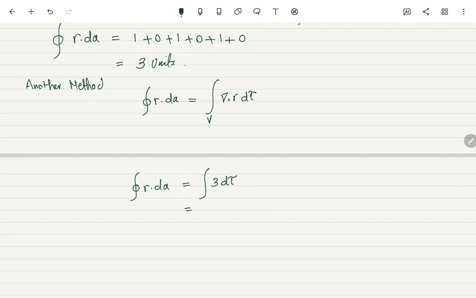and d tau here it's equal to dx dy dz from 0 to 1, and the integration of dx from 0 to 1 it's equal to 1, integration of dy from 0 to 1 it's equal to 1, and integration from 0 to 1 for dz equal to 1. d tau here equal to dx dy dz. So all this d tau integration it's equal to 1. So this whole thing it's equal to 3 units.